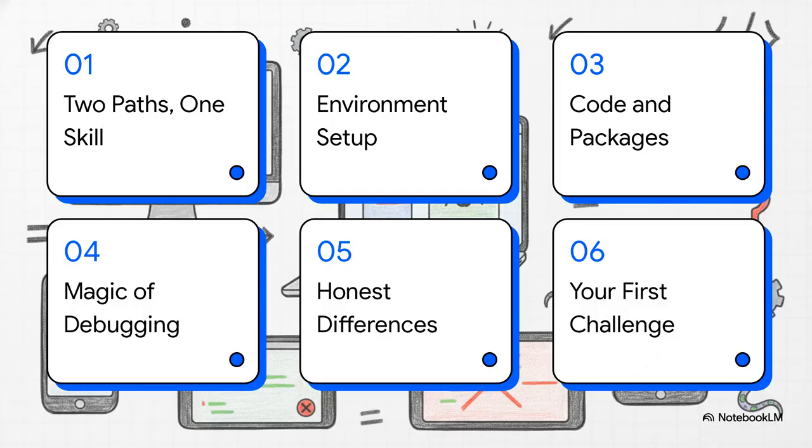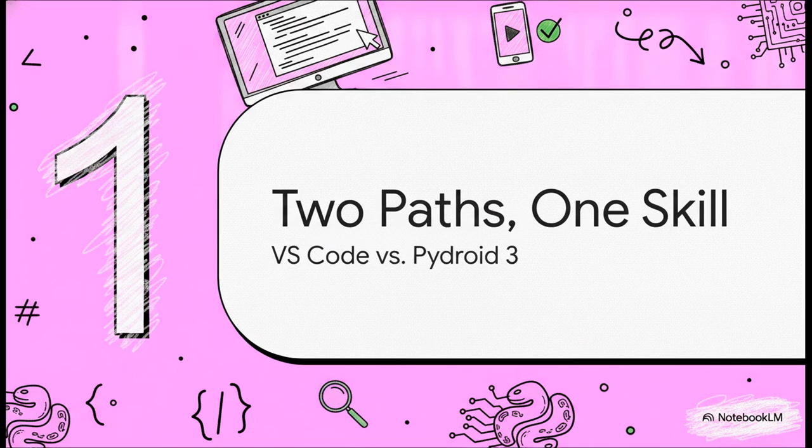Okay, here's our shared itinerary for the day. We're looking at 2 paths, 1 skill, then environment setup, followed by code and packages. After that, the magic of debugging, some honest differences to expect, and finally, your first challenge. So let's jump right into section 1.